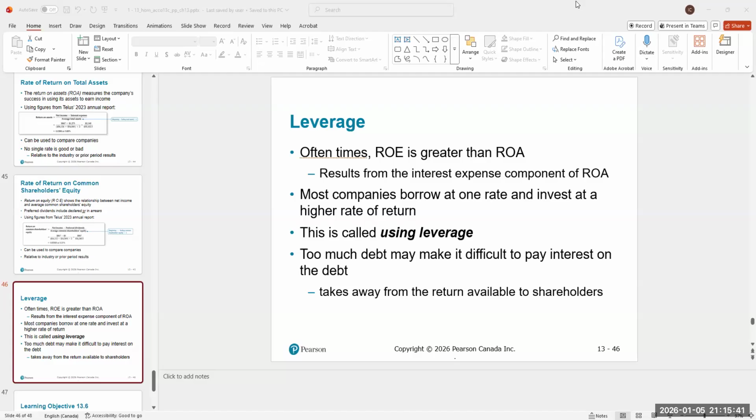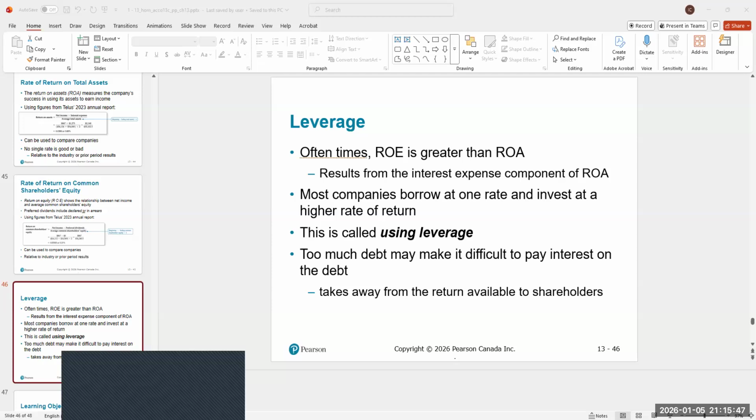Sorry, can you explain that in simpler terms? I'm kind of lost as to how leverage works and how ROE is different from ROA. I'm going to be super happy to explain. Watch this.